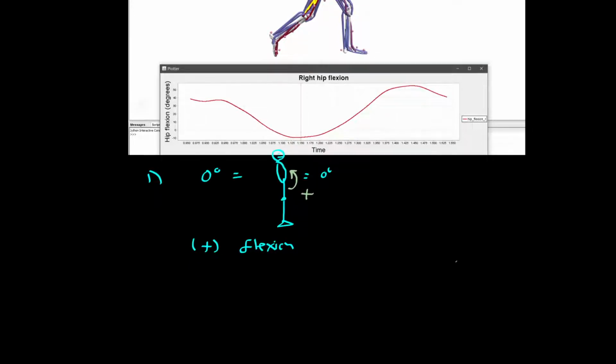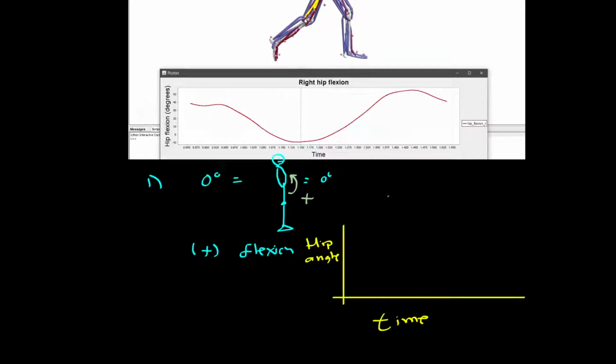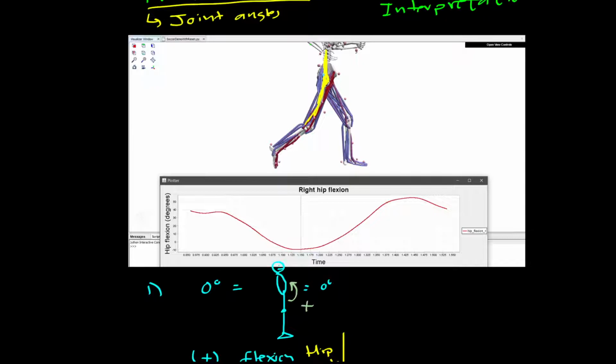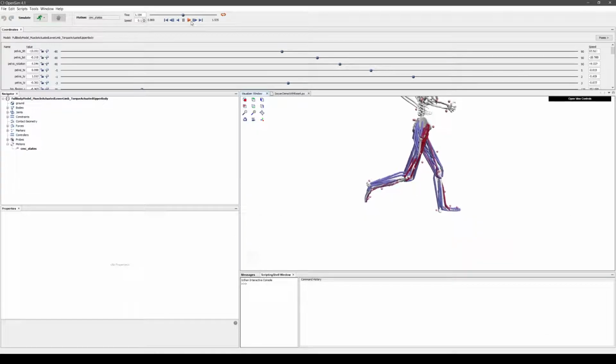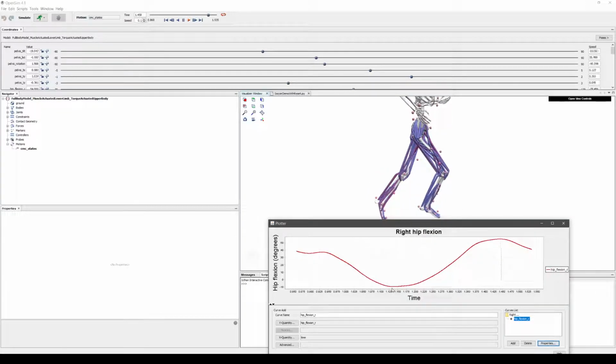So what we can do once we've done that is we can take some data that we have and we can make a plot over time of hip angle. And that's what we're looking at right here. So first off, let me pull up OpenSim here, and I'm just going to run this animation for a little while, and we'll look at what's happening.